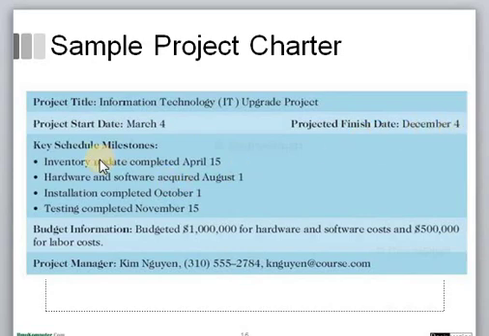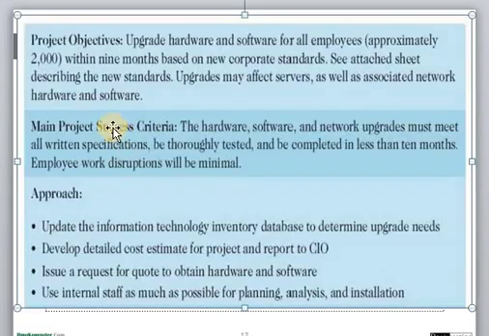The key milestones achieved are the inventory update completed till April 15, the hardware and software acquired till August 1, the installation completed till October 1, testing completed till November 15, and the budgetary information related to hardware, software and labor cost will be documented here, and the project manager name and contact information will be described under this particular section. So next we will see what are the project objectives.